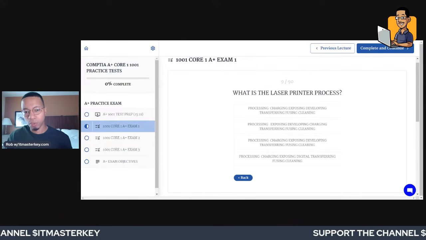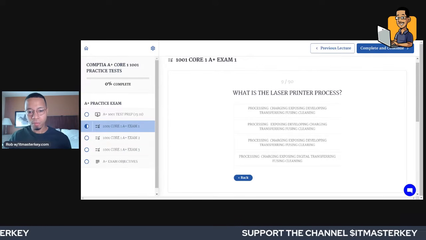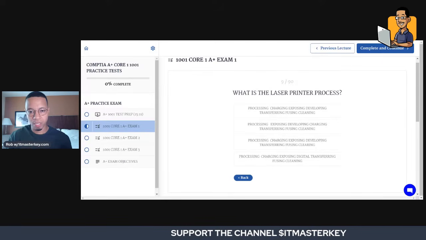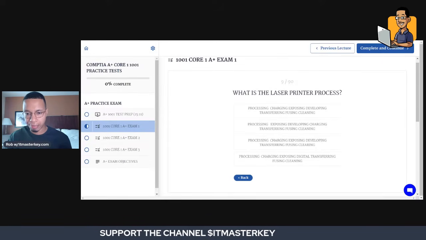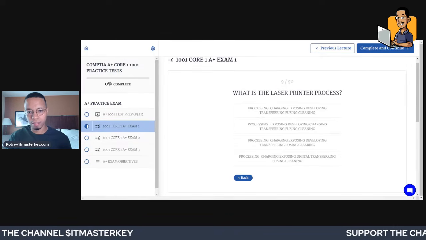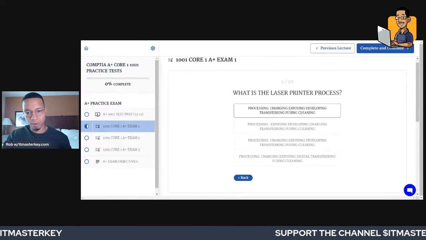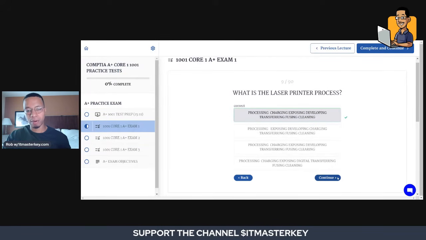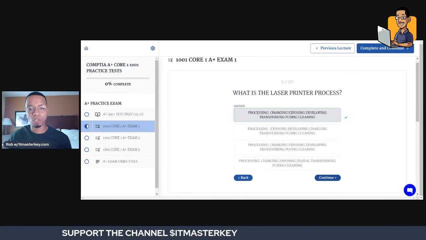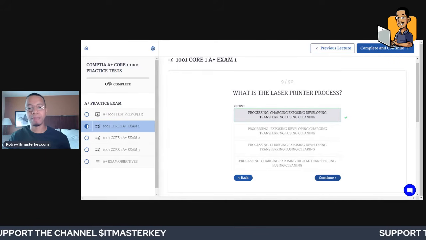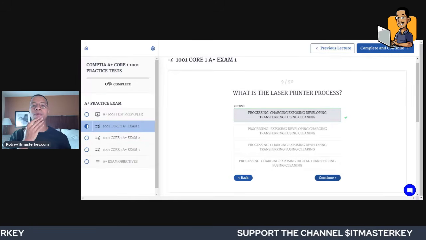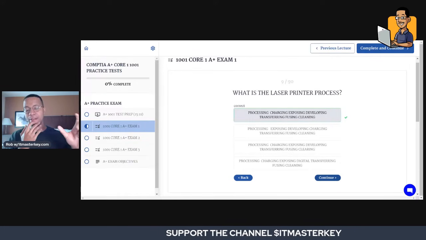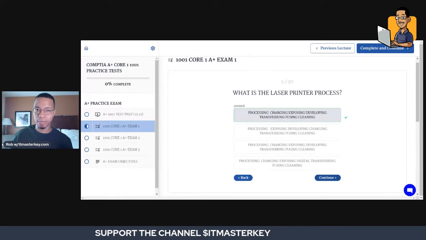So which one do we think it is? A couple of them say processing, charging. Which one could it be? Do we think it's processing, charging, and exposing? Let's check it. We got it right. So processing, charging, exposing, developing, transferring, fusing, and cleaning. The laser printer process, first thing is always going to be processing. Last thing is always going to be cleaning.